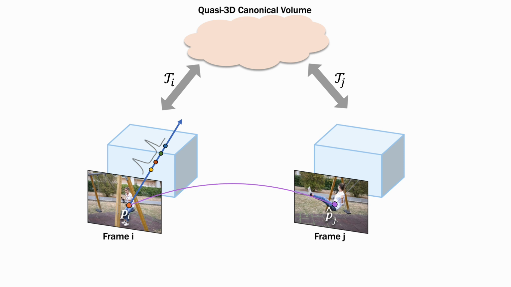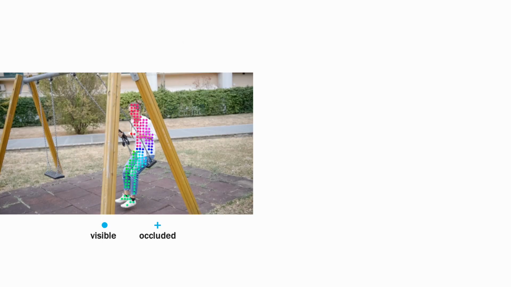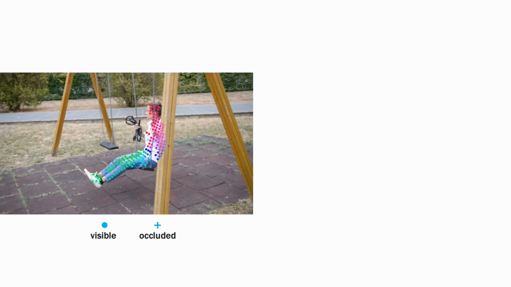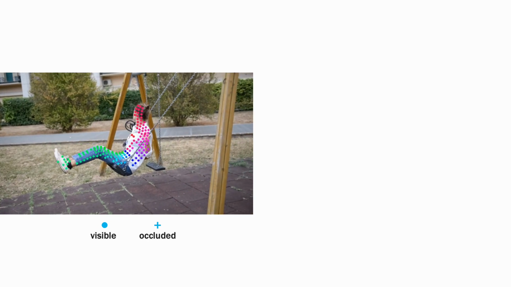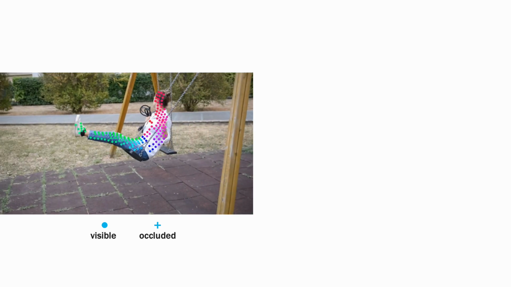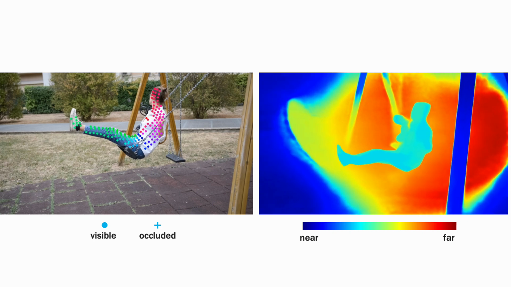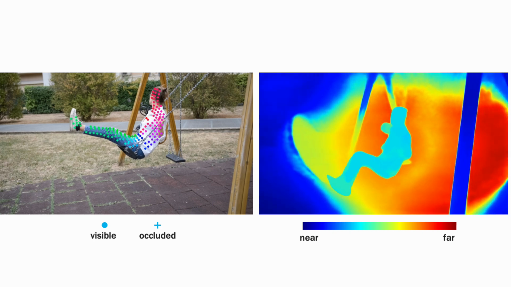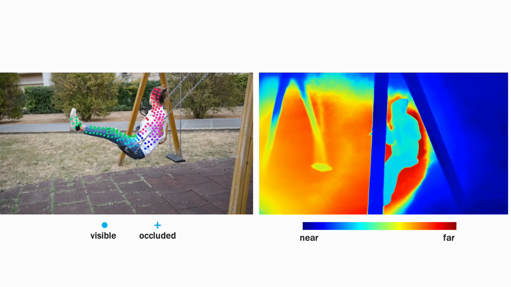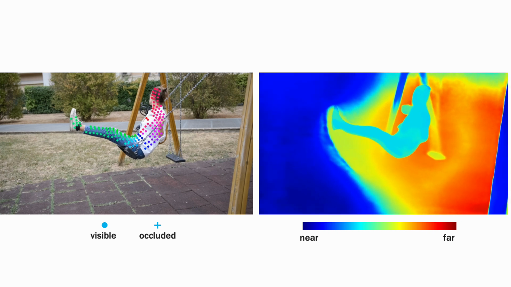To optimize this representation, we primarily supervise the predicted correspondence to match their input motion data, for example, from an off-the-shelf optic flow method like RAFT. Here, we show tracking results on the foreground moving person. Our method not only produces accurate long-range trajectories through occlusions, but also identifies occluded points, which are illustrated as crosses. The pseudo-depth visualization shows that our method learns a meaningful quasi-3D space with reasonable surface orderings without any explicit 3D supervision.